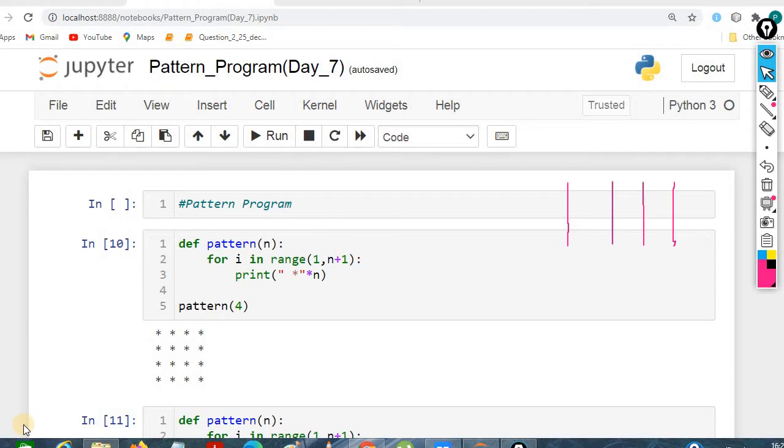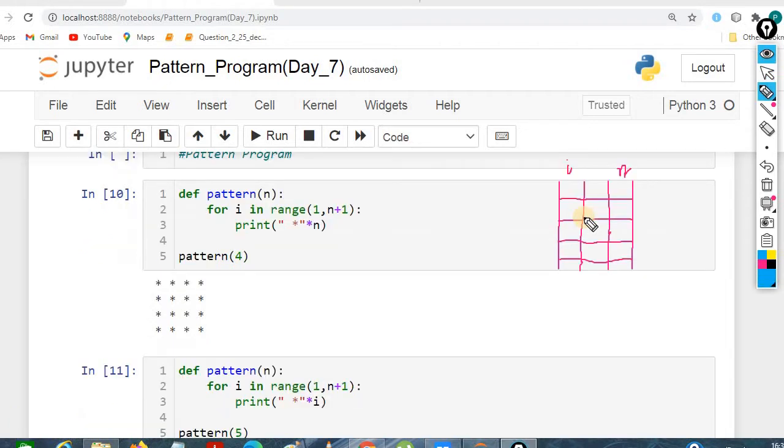Our first program is a square pattern program. Let's understand our program. This is a square pattern. I am trying to simplify this program as much as I can. So let's start with the program. And keep one thing in mind: everyone has a different style of programming or coding, so it can be done in many ways.